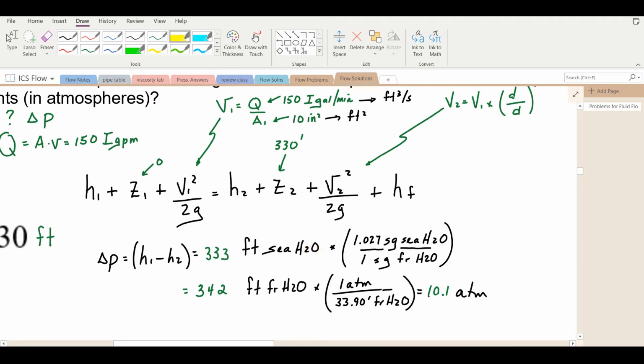So we're asked to convert this to atmospheres of pressure. So we need to go to feet of fresh water. And bear in mind that seawater is denser than fresh water. So the height of fresh water that would exert the same pressure as 333 feet of seawater has to be a higher column, has to be larger because fresh water is not as dense. So multiply by the ratio of specific gravities to make this height get larger, and that's 342 feet of fresh water. Then you can convert from height of fresh water to atmospheres, and it's 10.1 atmospheres.